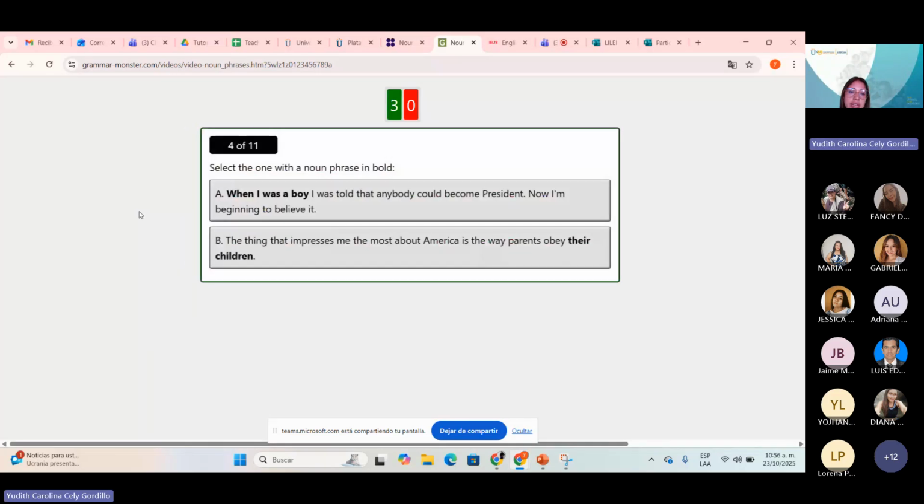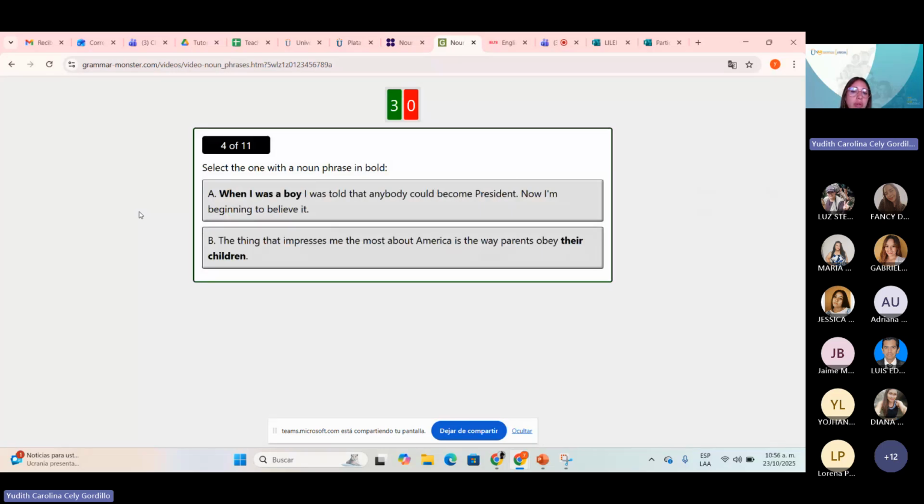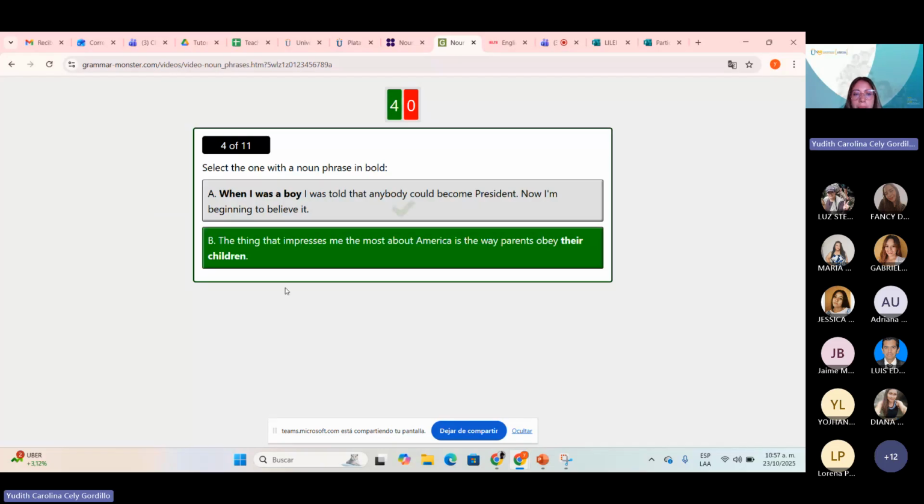Let's continue. Select the one with the noun phrase in bold. It's the same as the last exercise. A: When I was a boy, I was told that anybody could become president. Now I'm beginning to believe it. B: The thing that impressed me the most about America is the way parents obey their children. What do you think, A or B? B. That's perfect, you did a good job.